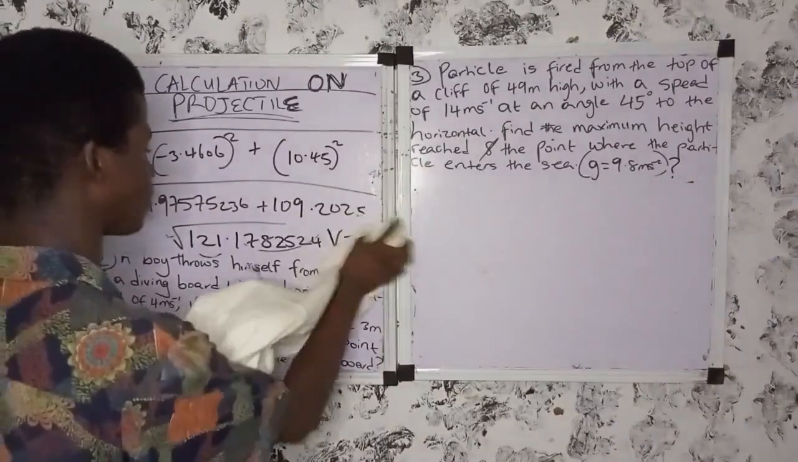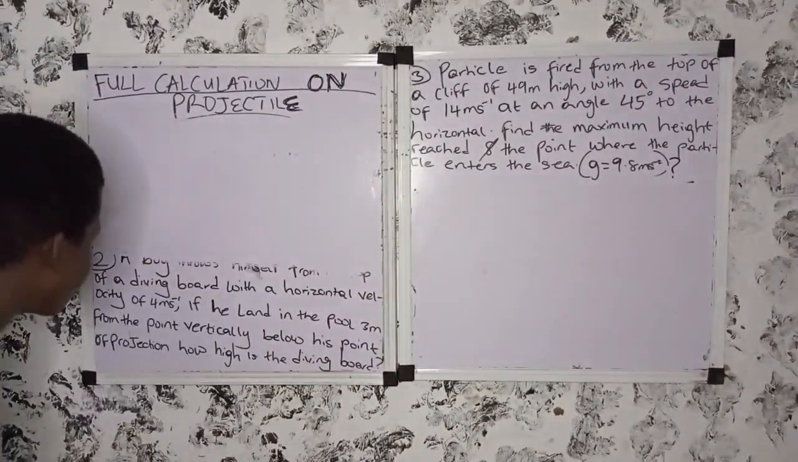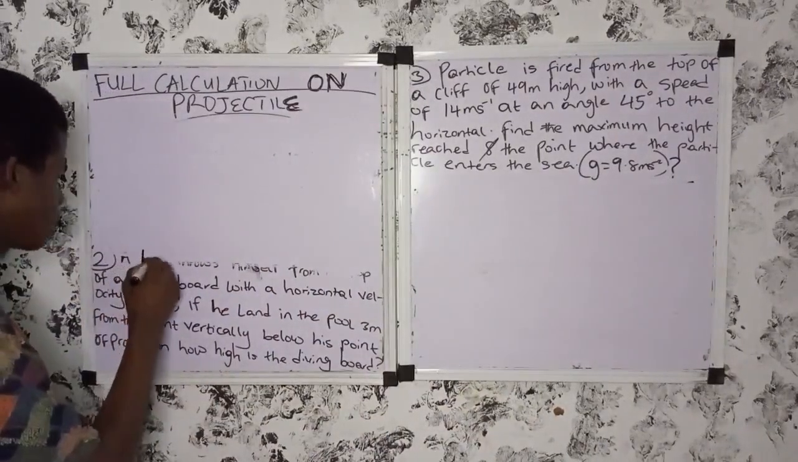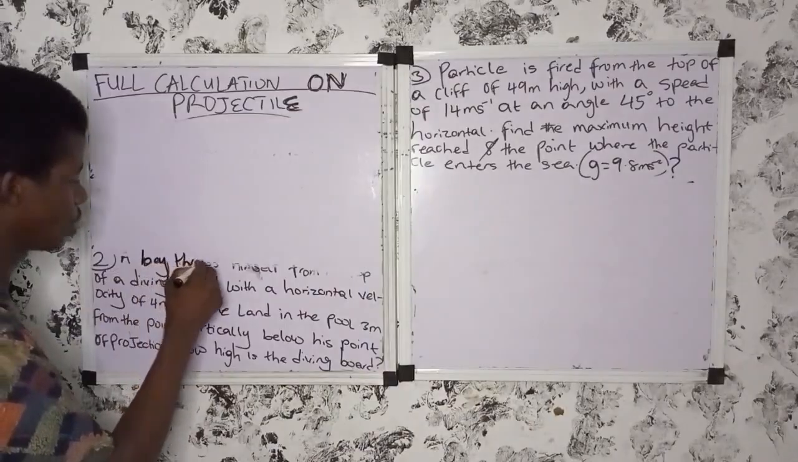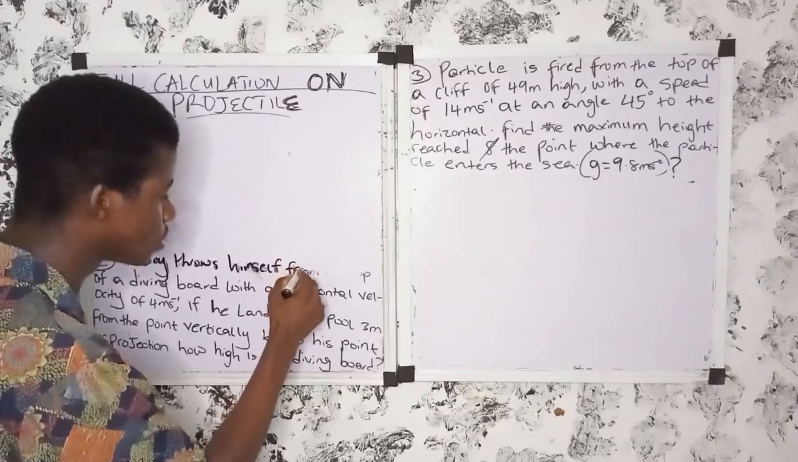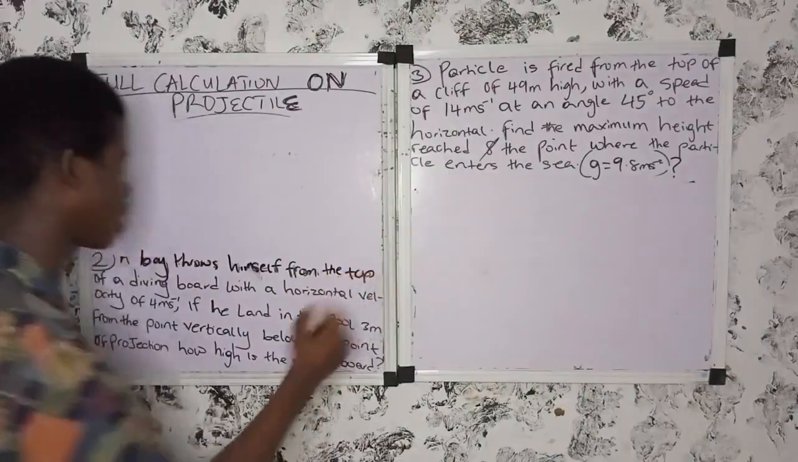Okay, coming. All right. Oh my God, Crumbs is safe. I'm coming. A boy throws himself from, I think, the top. Okay, the top.